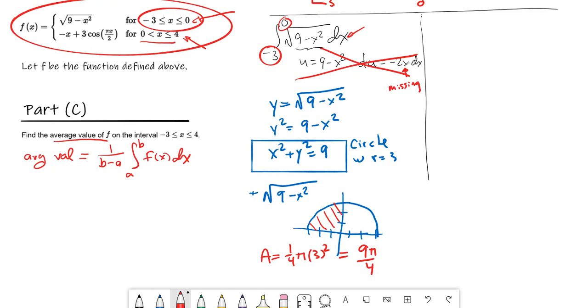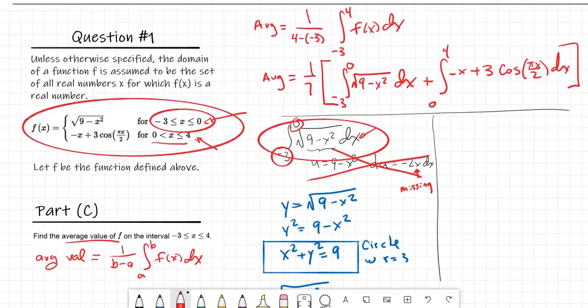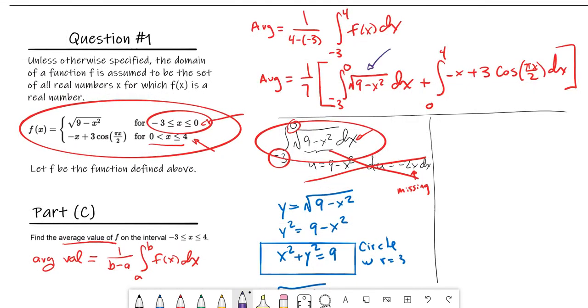If students search for a solution to this integral, they will find something called trigonometric substitution online. That is not what is expected of you. You are expected to make a geometry connection. So we have our first integral equal to 9 pi over 4. Now let's solve our other integral.